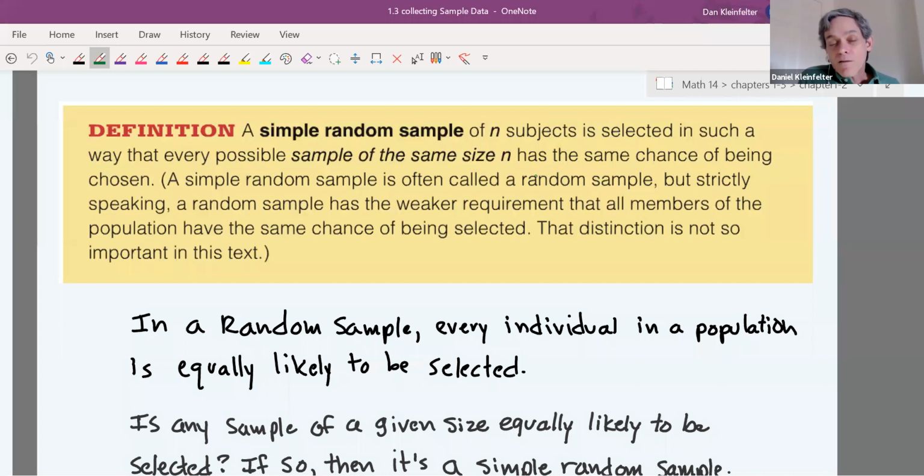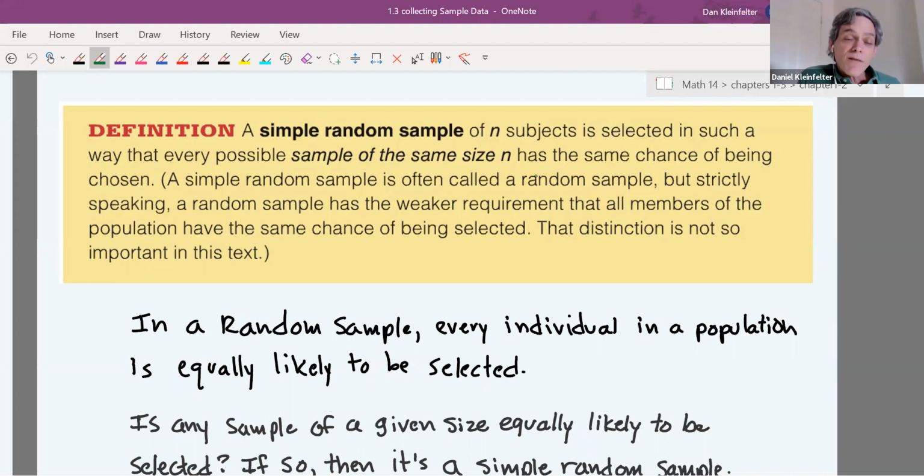If instead we were to choose a course and say, okay, let's take all the 30 students in that course, or all the students in this other course or some other course, that wouldn't be an example of a simple random sample because not every possible group of 30 students is equally likely to be selected.